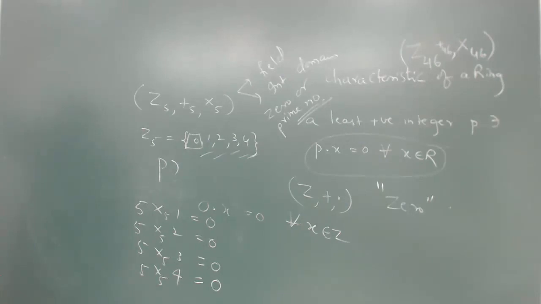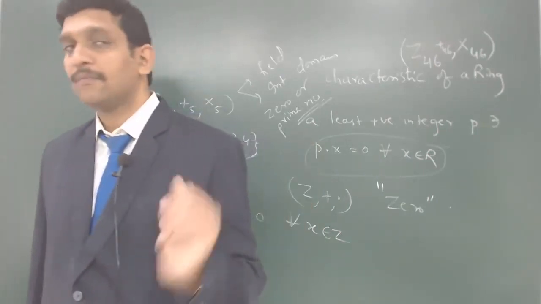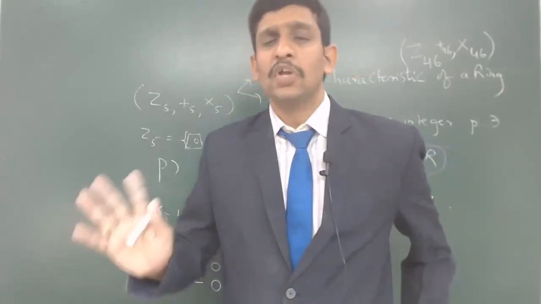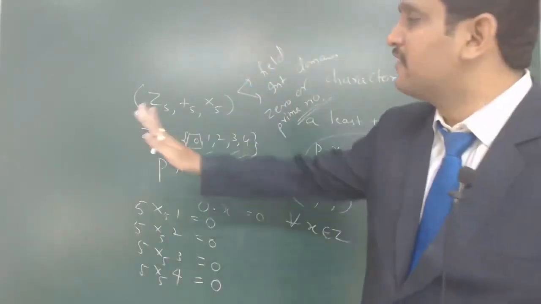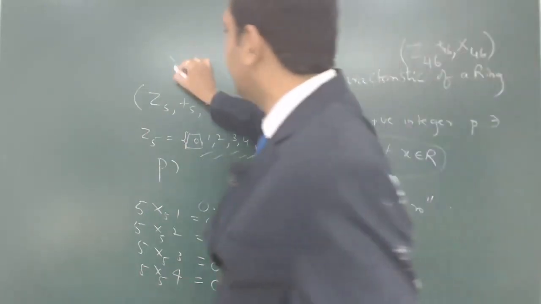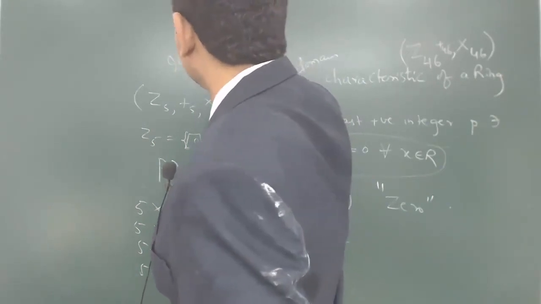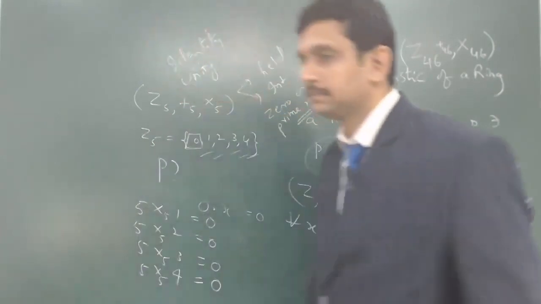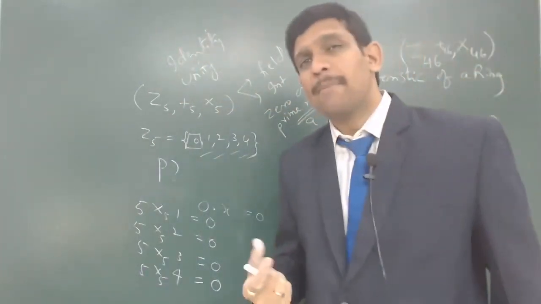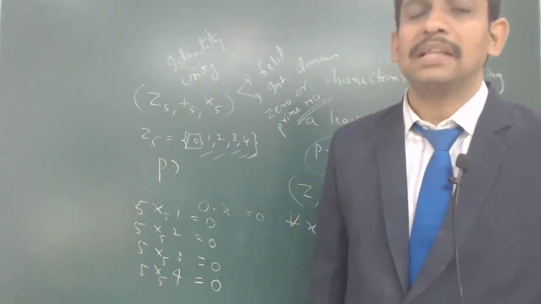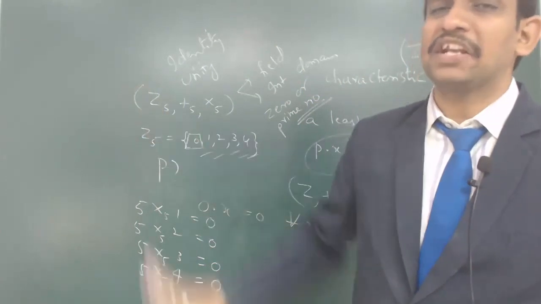For finite sets, it is comfortable to verify, but if you take large sets, it is difficult to find. So based on this, one small result is given: you don't verify for each and every element of the ring. You simply take the identity element, the unity element, the multiplicative identity. You identify by what number you should multiply to make the unity element 0, and that number is nothing but the characteristic.